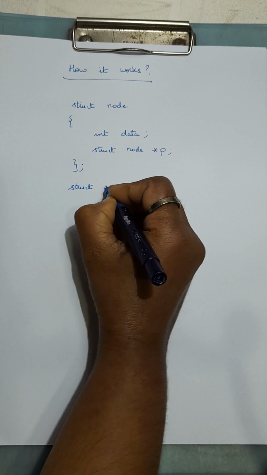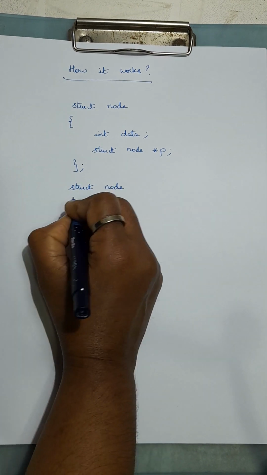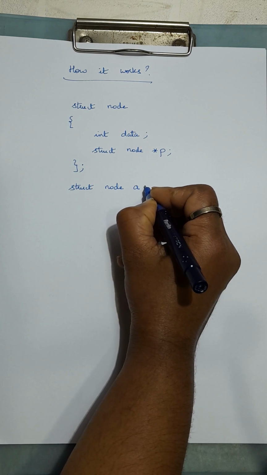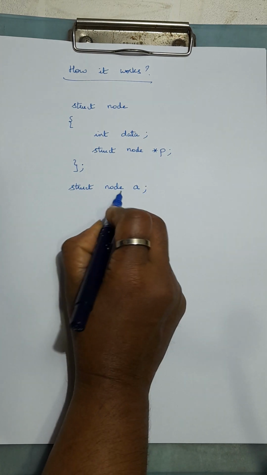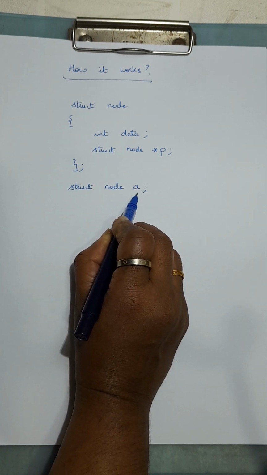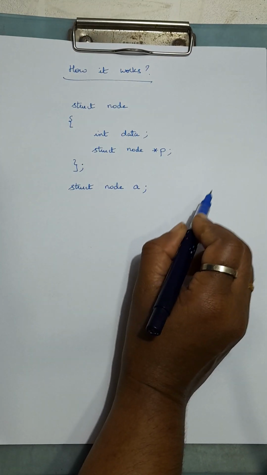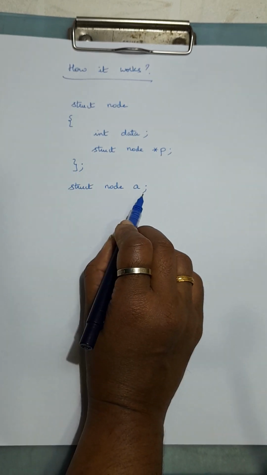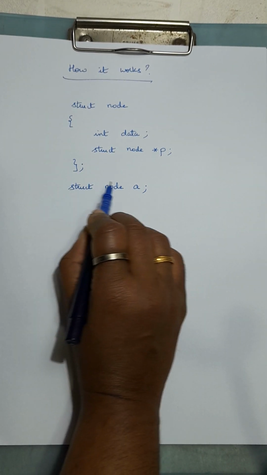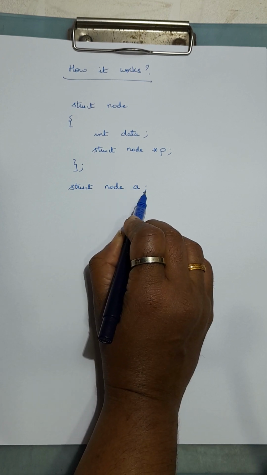Struct node, and the structure variable is A. These are member variables, and this is a structure variable. In order to read values and store them inside the structure, I should have a structure variable. So this is how you declare a structure variable: struct, the structure name, followed by the structure variable.